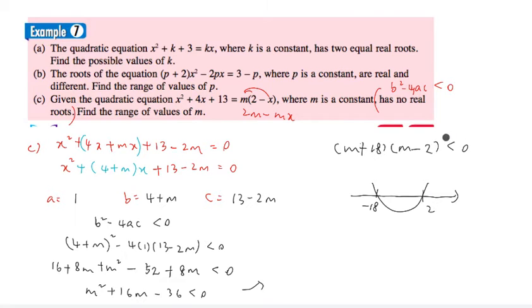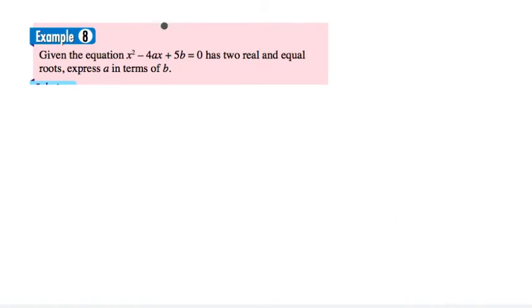There are 3 methods to find the root, right? So I use the graphical method. Now, when it's less than 0, it is under the graph, so it is in between. Therefore the answer, we said this is m, so m is in between negative 18 and 2. Okay, example 7 done for C. Now the last one, example 8.